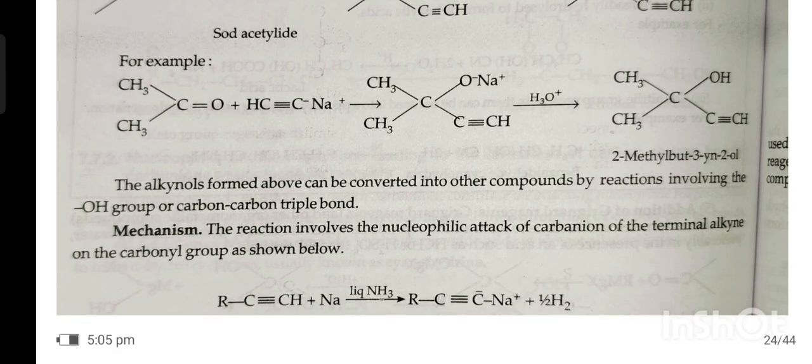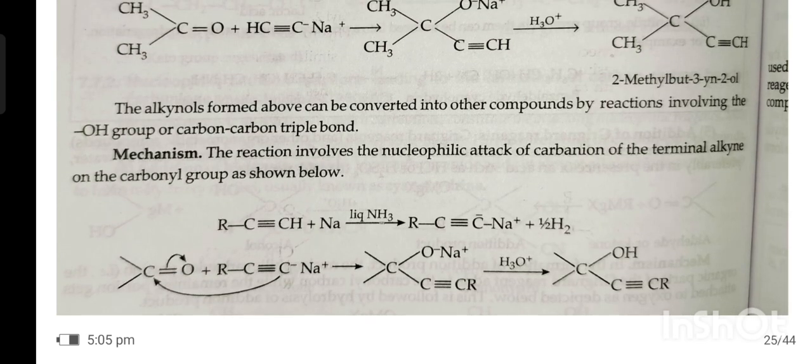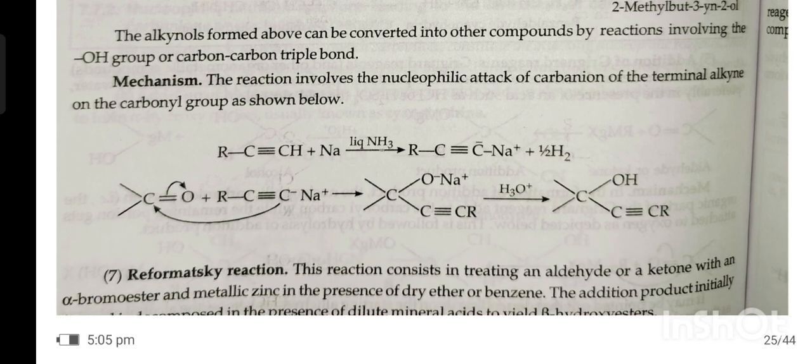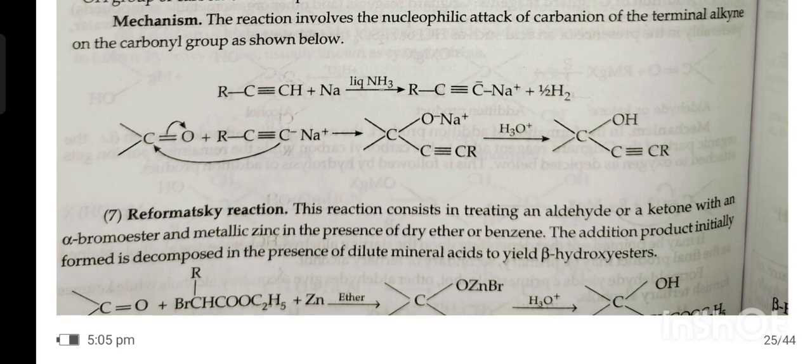The alkynol formed above can be converted into other compounds by reactions involving the OH group or the carbon-carbon triple bond. Mechanism. The reaction involves the nucleophilic attack of the carbanion of a terminal alkyne on the carbonyl group, as shown below.